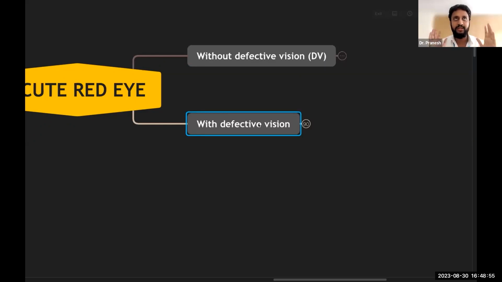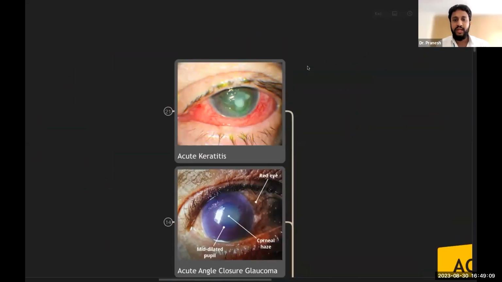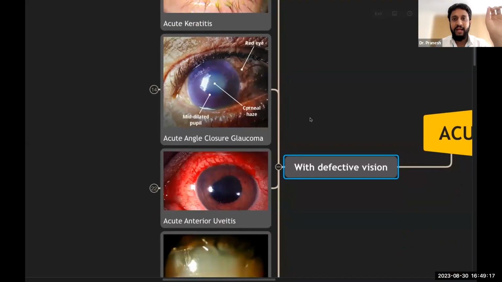Now just think for a minute. You are seeing patients in your OPD every day. You will come across patients who have both painful red eye along with poor vision. What are the differential diagnoses? These are going to be differential diagnoses. First, going to be acute keratitis. Acute keratitis means corneal ulcer, as simple as that. Acute angle closure glaucoma.